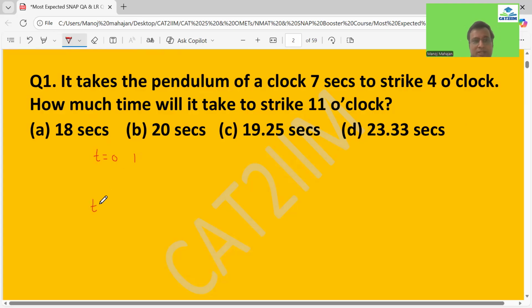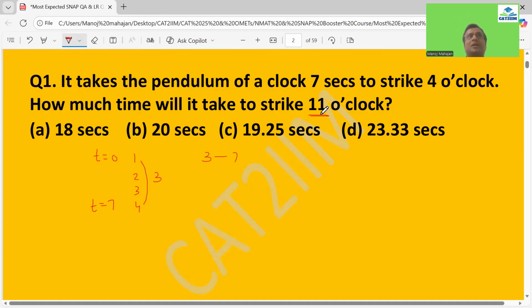Now in the next 7 seconds, there would be 3 more strikes. So 1, 2, 3, 4. So what we have to understand is there are 3 strikes happening in the 7 seconds. It's not like 4 strikes happening in 7 seconds, which is a common mistake done by a lot of students. So now if we want to figure out the time it will take to strike 11 o'clock, so 11 strikes we are looking at.